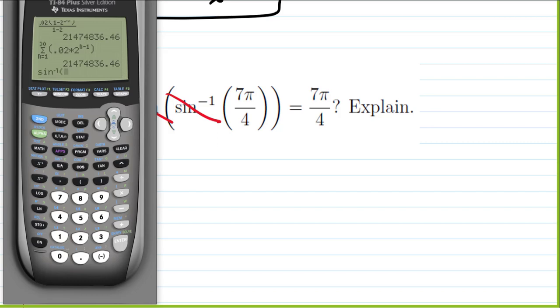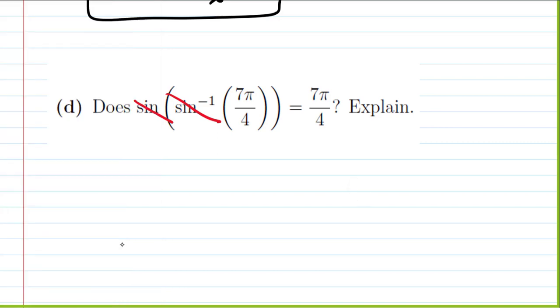And if we ask our calculator ever so nicely, what is the sine inverse of 7 pi over 4, we get a domain error. So since the inner function is not in the domain, we cannot then take the sine of an error. So we need to be careful.